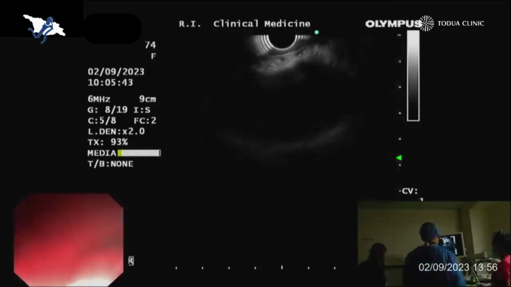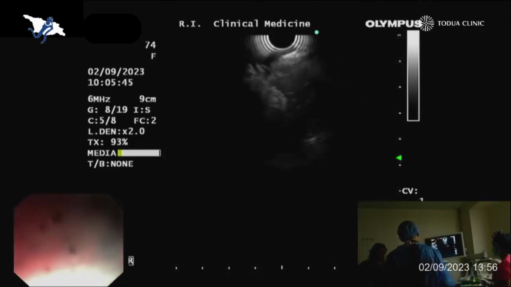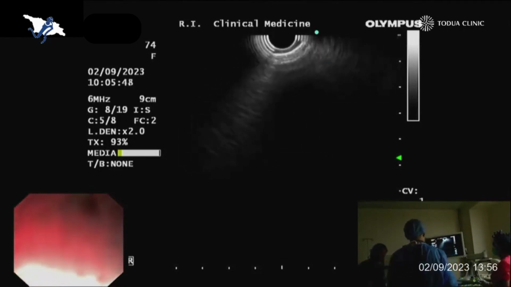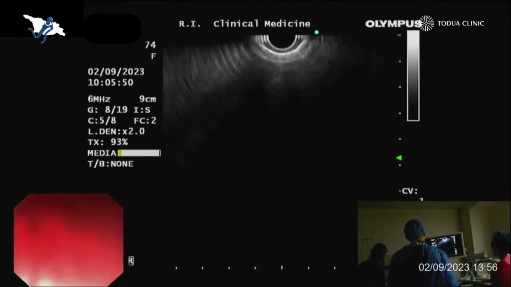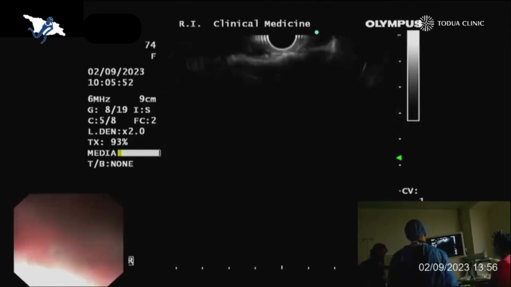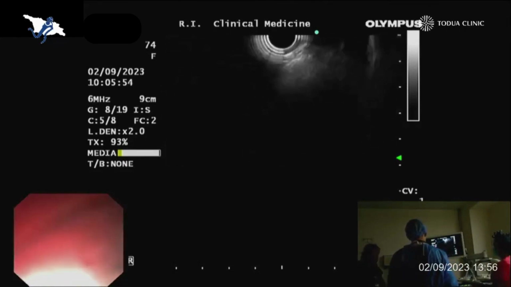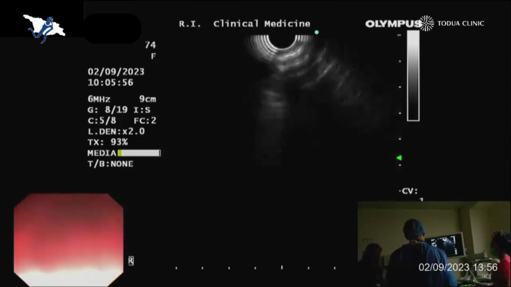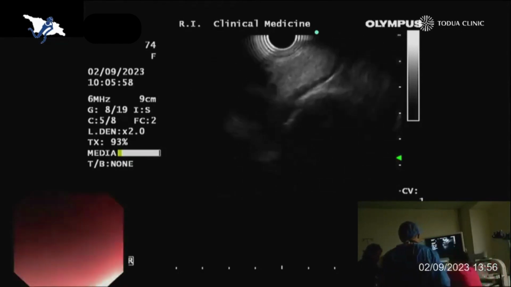But at the moment there's no need to puncture this cystic structure because we have a risk of infection, and also the sensitivity of detecting anything in a cystic lesion is very low. That's why it makes no sense to puncture this patient.